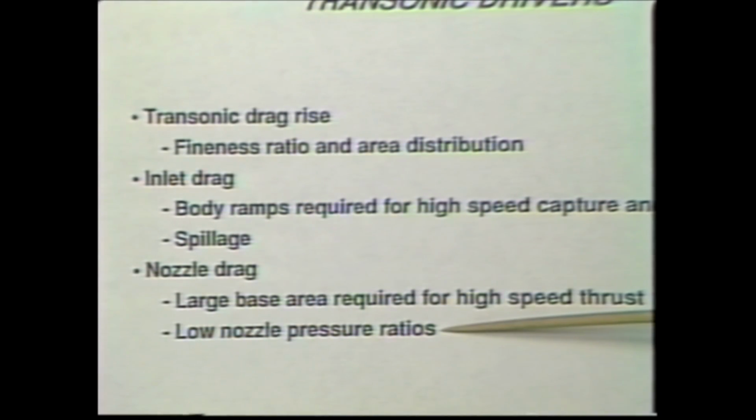But at low speed, you have very low, what's called nozzle pressure ratios, a low ability to fill up that nozzle with high-pressure air. And so you end up with sort of a base region that can be very high drag.